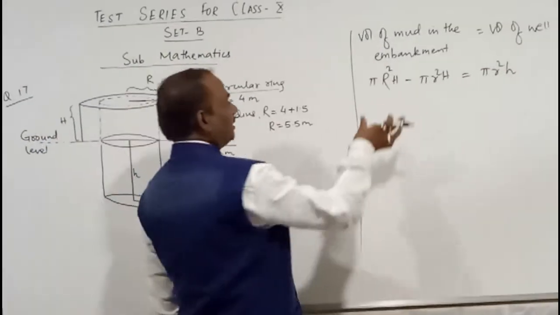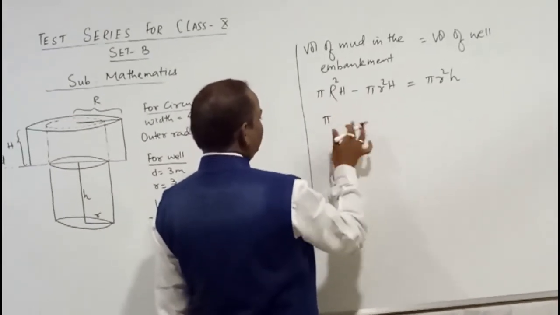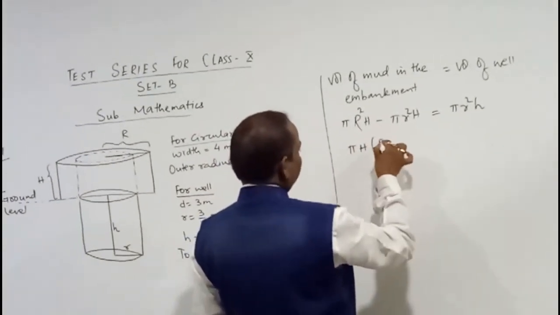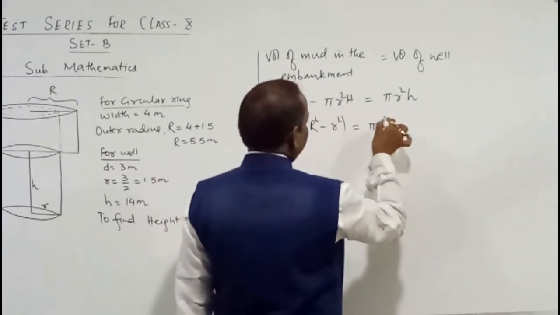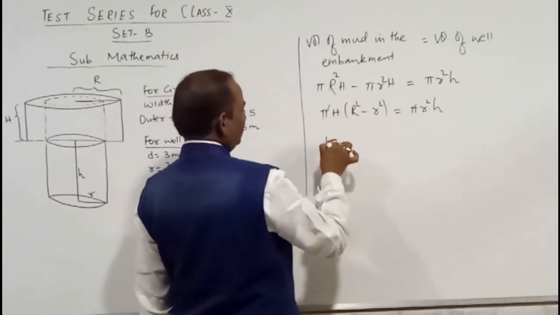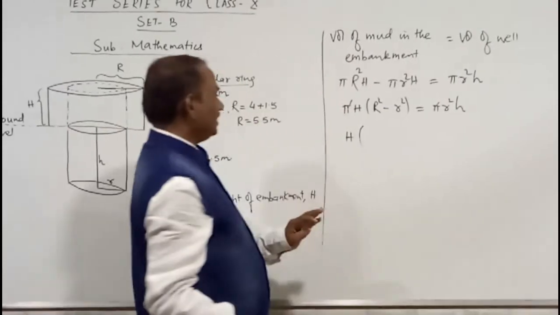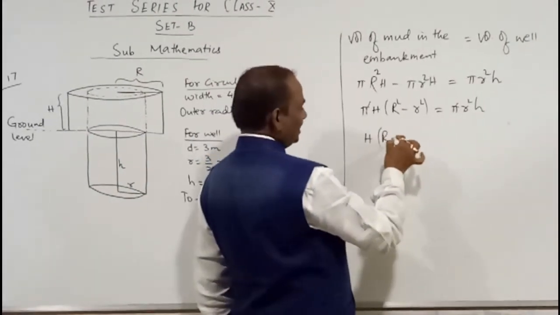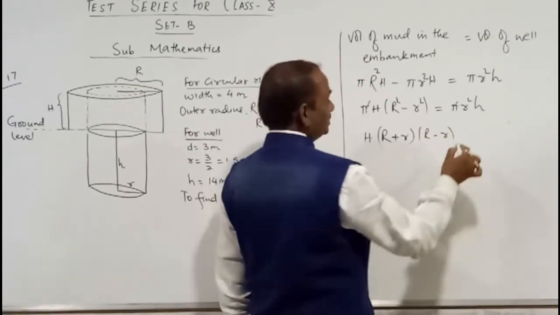Now here I can take pi common. So if I take pi common, I can even take H common. I get capital R square minus small r square is equal to pi r square h. Pi gets cancelled. If I put in the given values, capital R square minus small r square, I can write this as capital R plus small r into capital R minus small r. This can make my calculation easier.